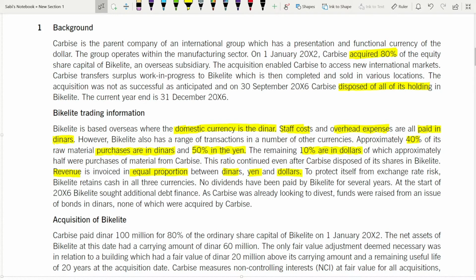No dividends have been paid by Bakelite for several years. At the start of 2006, Bakelite raised additional debt finance as Kerbis was already looking to divest. Funds were raised from an issue of bonds in dinars, none of which were acquired by Kerbis.